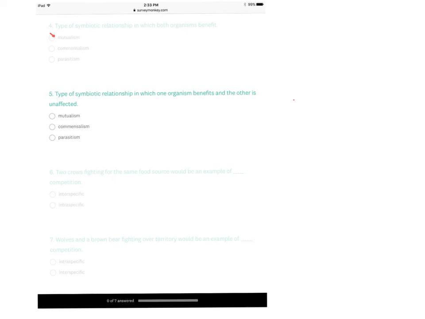Number 5, and this is highlighted. You can click on it. It makes it a lot easier to read, but only one of them can be highlighted at a time. Symbiotic relationship in which one organism benefits and the other is unaffected. That was commensalism. Now we're into competition right here. If two crows are fighting for the same food source, since the crows are the same species, that's going to be intra-specific competition. Now if you have a wolf or wolves and a brown bear competing over territory, since those are obviously different species, we'll call that interspecific competition.